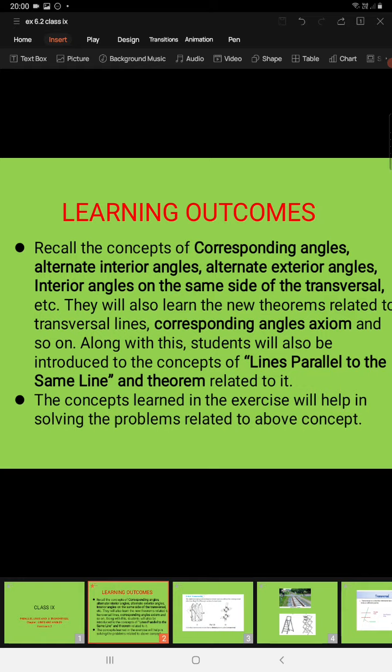After the completion of this topic, we will be able to recall the concepts of corresponding angles, alternate interior angles, alternate exterior angles, and interior angles on the same side of the transversal. These types of angles we have studied in class 7th also in chapter number 5, and in this topic we will also learn about new theorems like the corresponding angles axiom and lines parallel to the same line and theorems related to it. The concepts learned in this exercise will help us to solve the problems related to the above concepts.